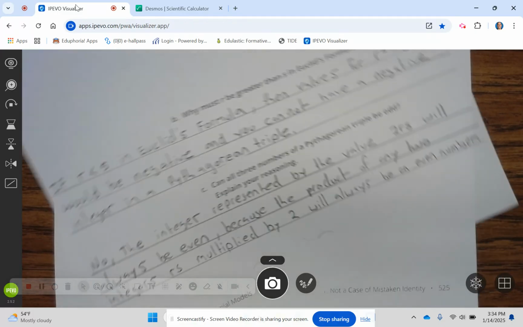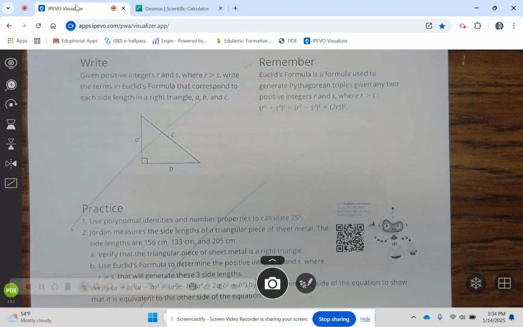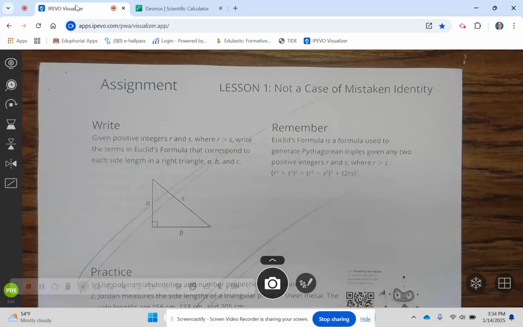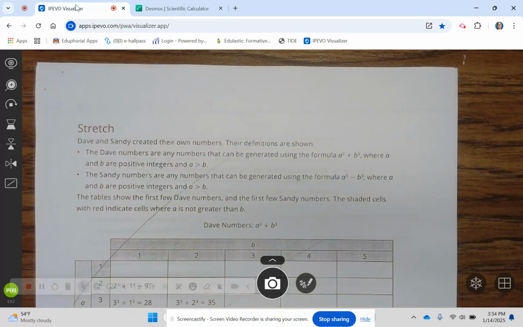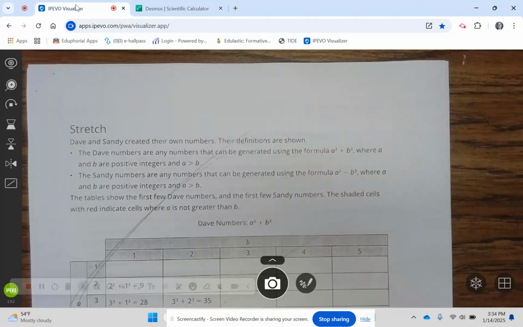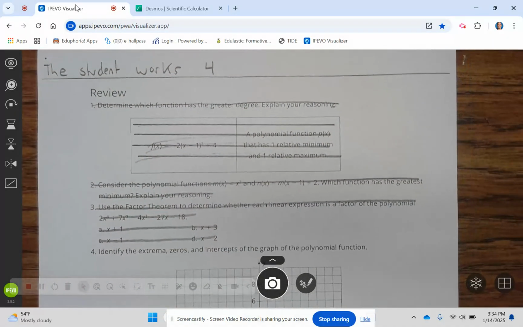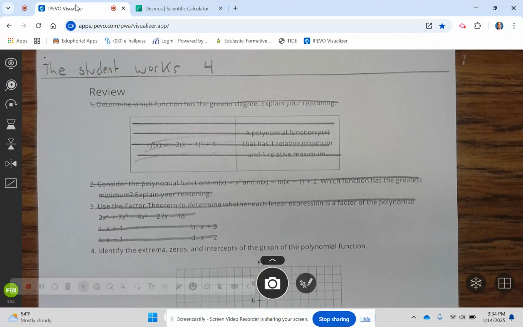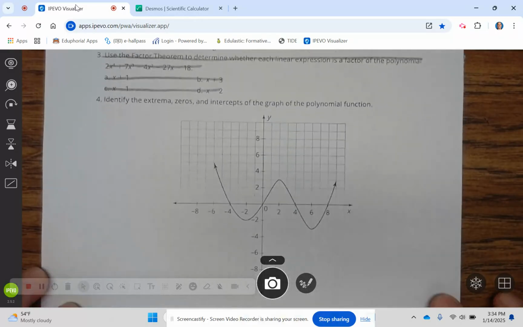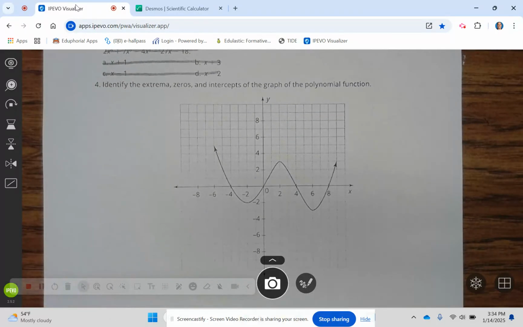All right, let's take a look at the next page. Go ahead and mark this page out. Go ahead and mark out questions 1, 2, and 3, and work question 4. Okay? Go ahead and finish up your notes, start working on the assignment, and have a wonderful Wildcat day.